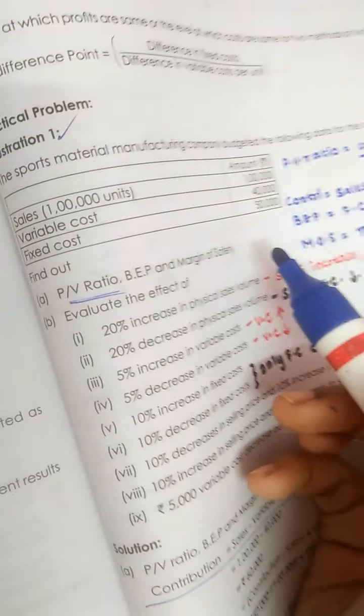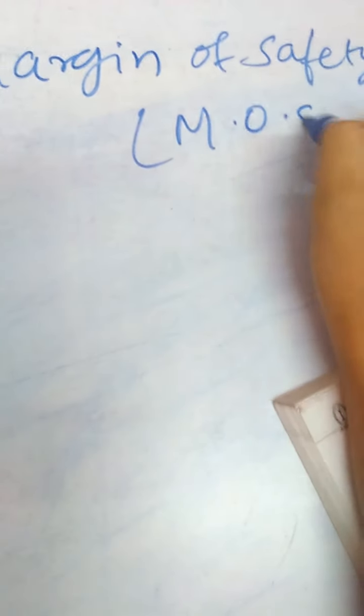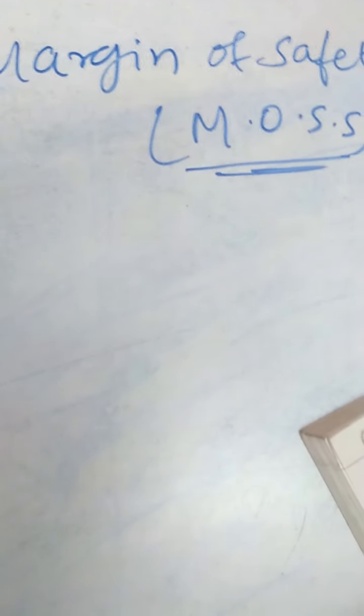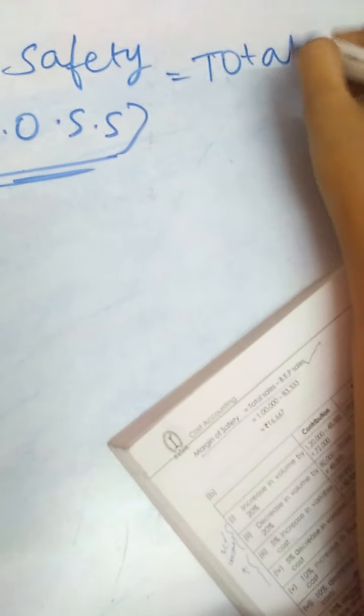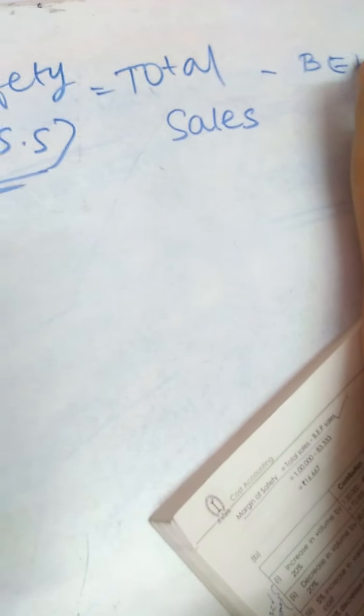And they asked us to find out margin of safety. Here we have to know the formula of margin of safety sales. We should not write the short form in the exam, we should write the whole heading. Margin of safety is equal to total sales minus BEP sales.